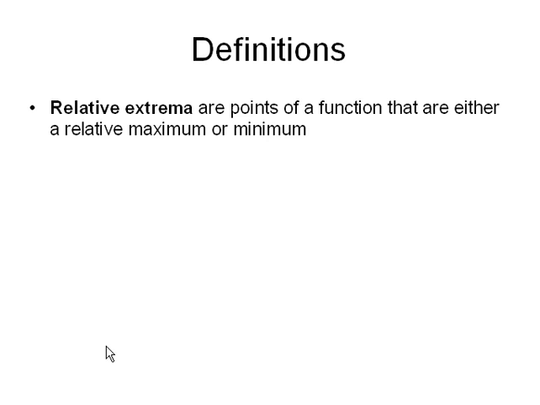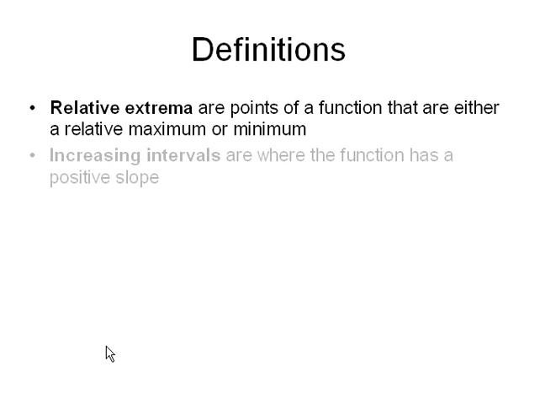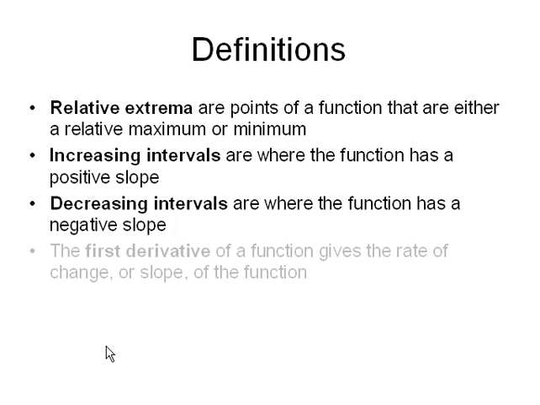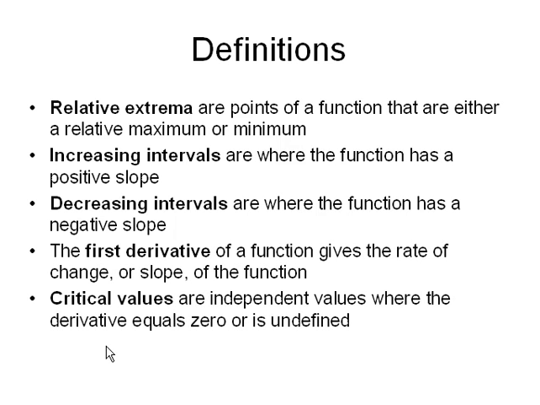Relative extrema are points of a function that are either a relative maximum or minimum. Increasing intervals are where the function has a positive slope. Decreasing intervals are where the function has a negative slope. The first derivative of a function gives the rate of change or slope of the function. Critical values are independent values where the derivative equals 0 or is undefined.